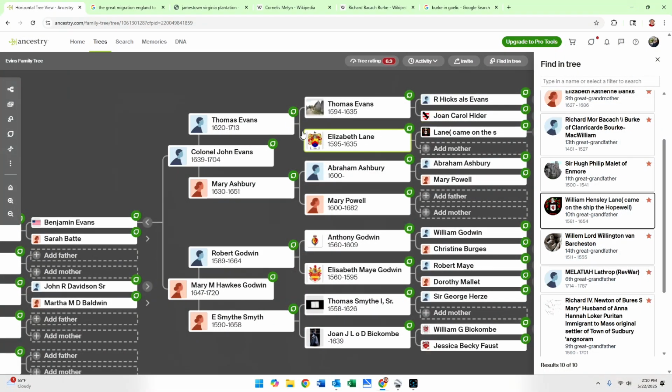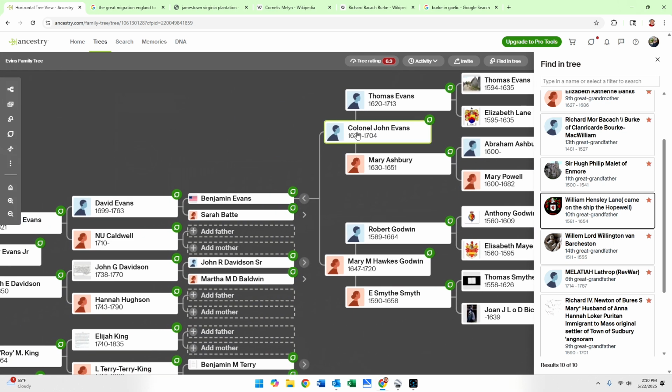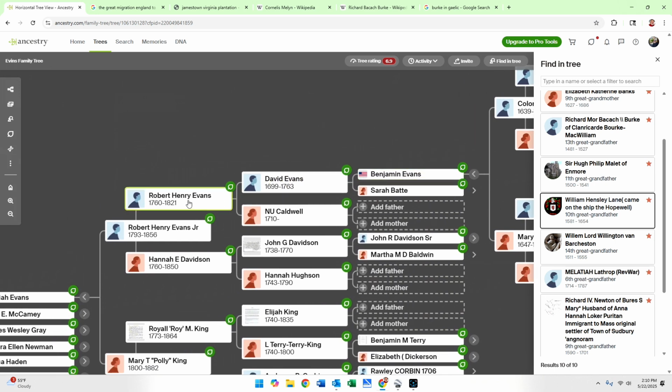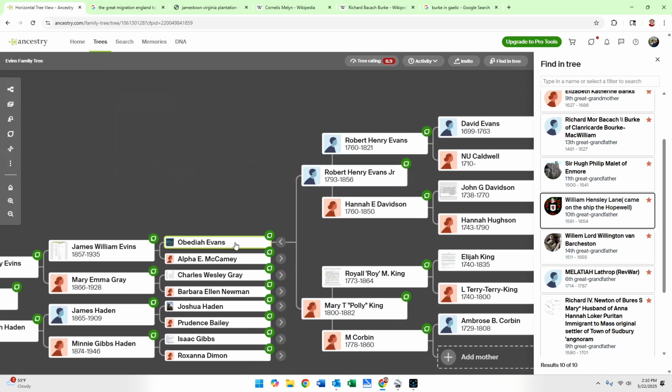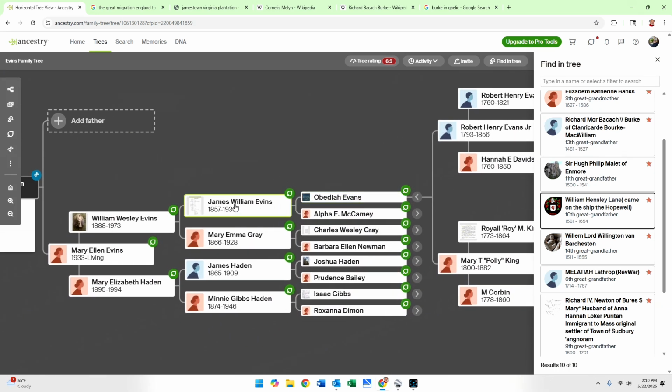So this is how the Evans name and the Evans clan made it to America. They tried to come to Plymouth, died in the process, and it would not be until their grandson, Colonel John Evans, whose nickname is Indian Trader Evans, would come to America. So, go from John Evans to Benjamin to David to Robert Henry to Obadiah, who we're going to talk about in a little while later, on down to our grandfather.